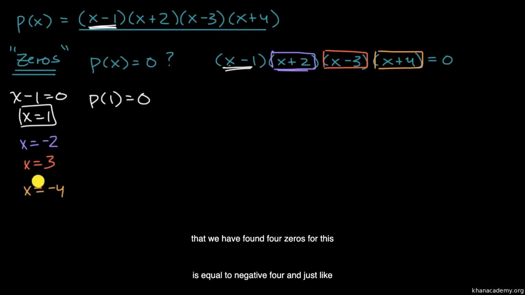And just like that, we have found 4 zeros for this polynomial. When x equals 1, the polynomial is equal to 0. When x equals negative 2, the polynomial is equal to 0. When x equals 3, the polynomial is equal to 0. And when x equals negative 4, the polynomial is equal to 0.